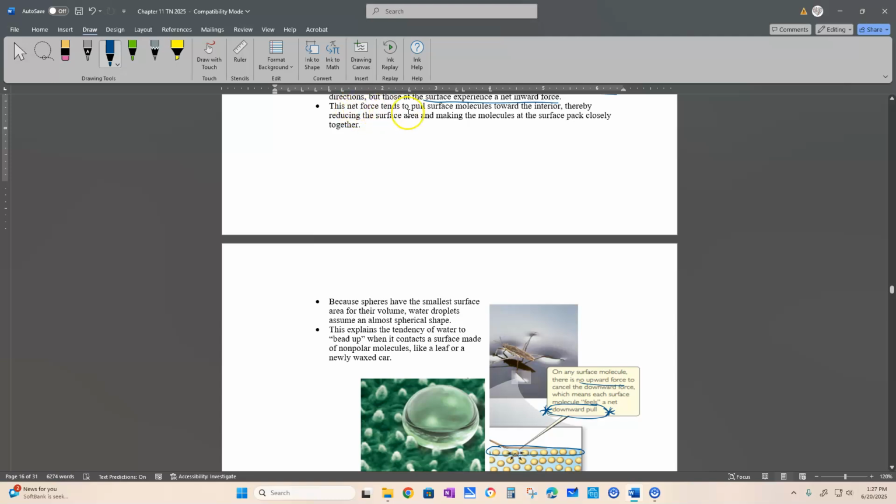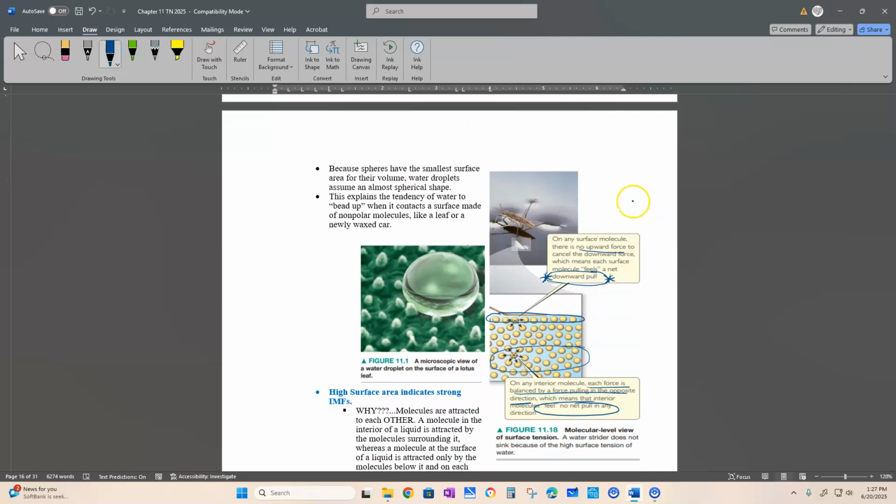So this net force tends to pull surface molecules towards the interior, therefore reducing the surface area, making the molecules at the surface pack closely together. So if you notice the picture, the molecules at the top, okay, the molecules are actually closer together on the surface. Compared to, look down here, you actually have more space between the molecules. Okay, because it's below the surface.